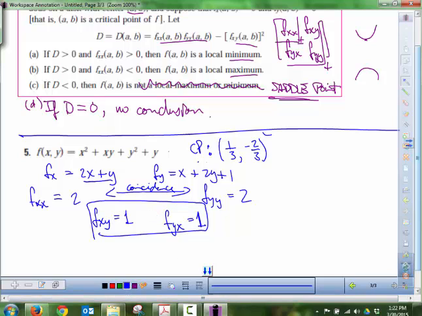In any case, what we're looking at is our D function, our discriminant or determinant or whatever you want to call it, is fxx, that's a 2, times fyy, that's a 2, minus fxy quantity squared. Normally when we do these problems, we would sometimes have x and y variables here, but in this case we don't. So this is just a constant. Let's just say this is positive.